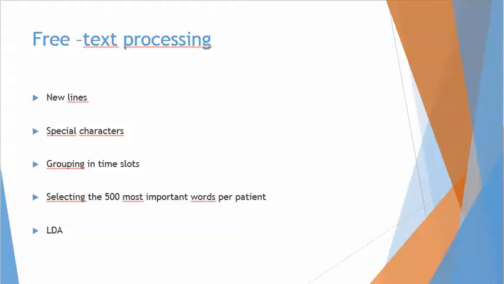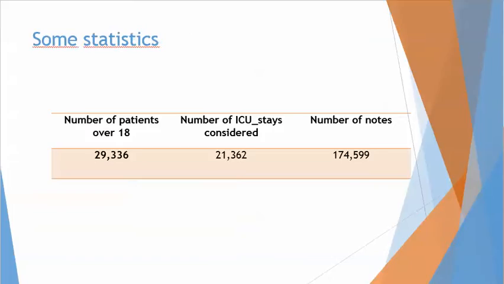Once we have these grouped notes, the 500 most important words were selected in order to reduce the overall vocabulary, and then topics were constructed using LDA. Some statistics: there are about 30,000 patients who are over 18 years old. When we only select the first ICU stays, we get 21,000, and a total number of notes of 175,000 after filtering out the notes that concern discharge or that are too small, considering the number of words.